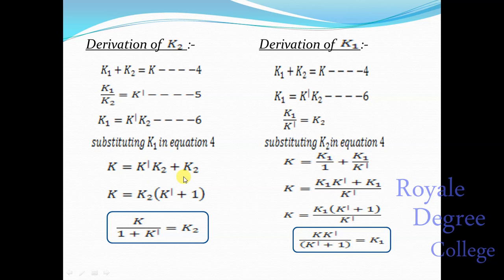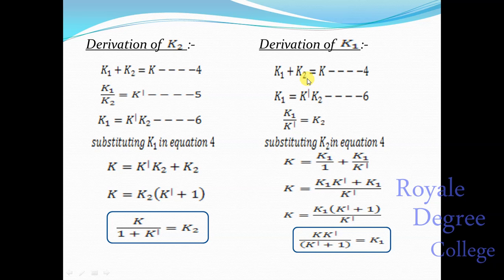as it is equal to k. So k2 we are taking as common. So k2 into k dash plus 1. Then this k dash plus 1 we are bringing to the other side. So k by 1 plus k dash is equal to k2. Now the value of k2 is derived.